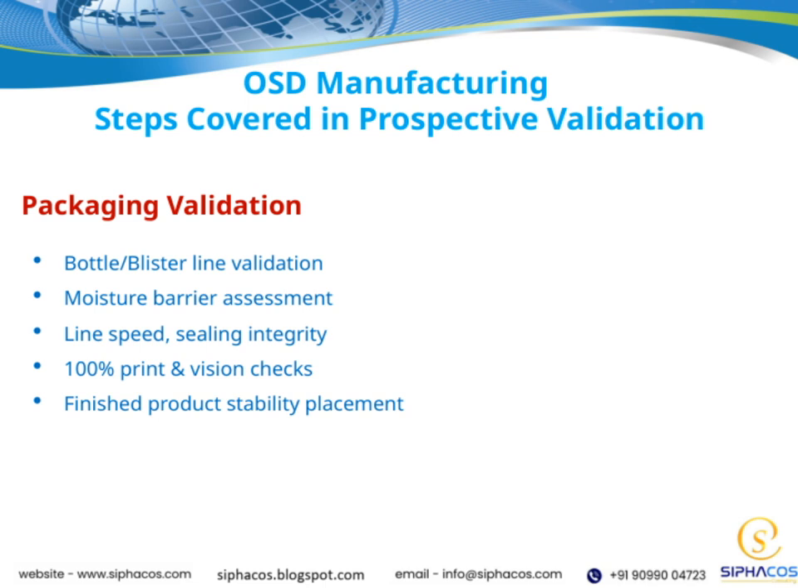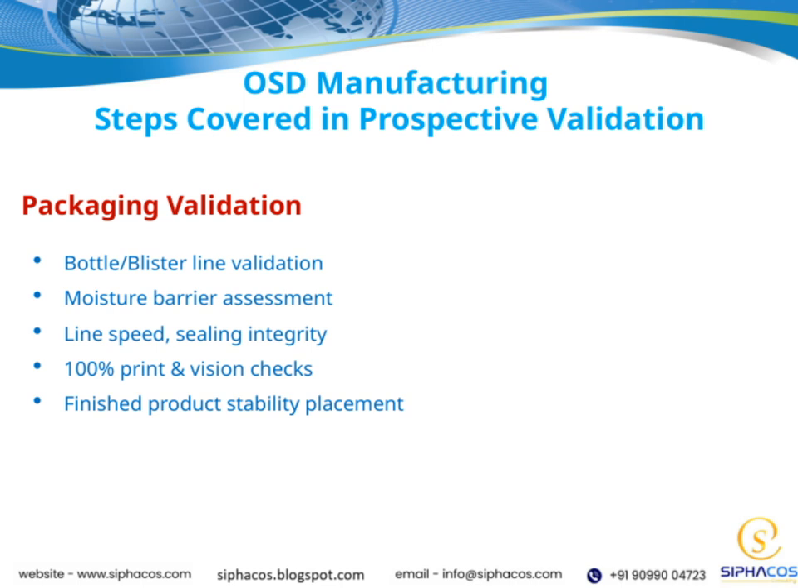First, we focus on the bottle and blister line validation, which ensures that the equipment performs consistently and reliably during production. Next is the moisture barrier assessment, a critical step to confirm that our packaging effectively protects the product from moisture, maintaining its stability and efficacy.